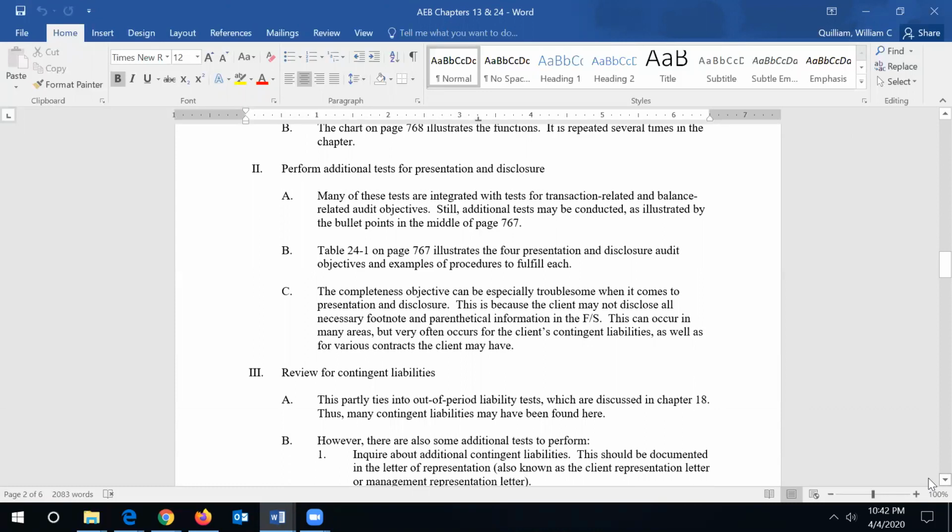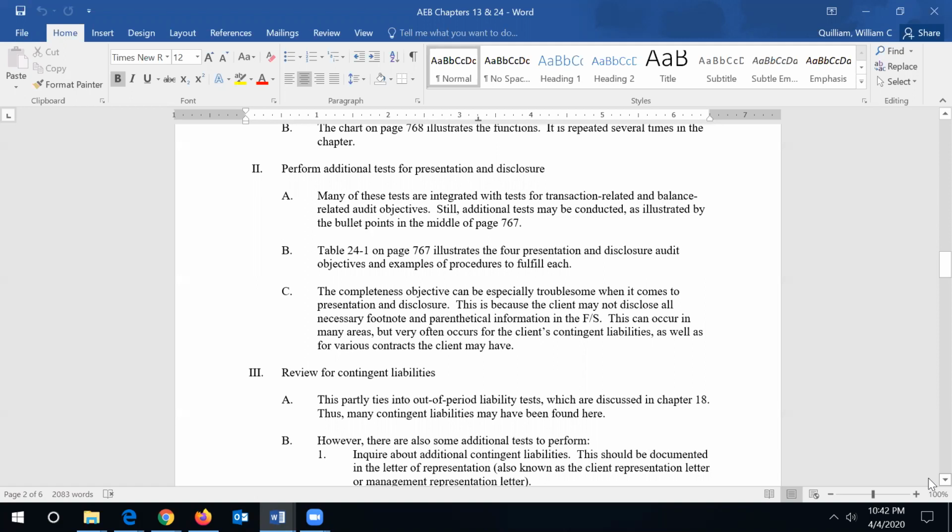So many of these tests were integrated with tests for transaction-related and balance-related audit objectives. So additional tests could be conducted. Have a look at them on page 767. I'm not too terribly worried about those. Same thing for B. There are 4 presentation disclosure audit objectives. We've seen them previously. Some examples of procedures to fulfill each. Again, just glance at. I'm not that worried about it.